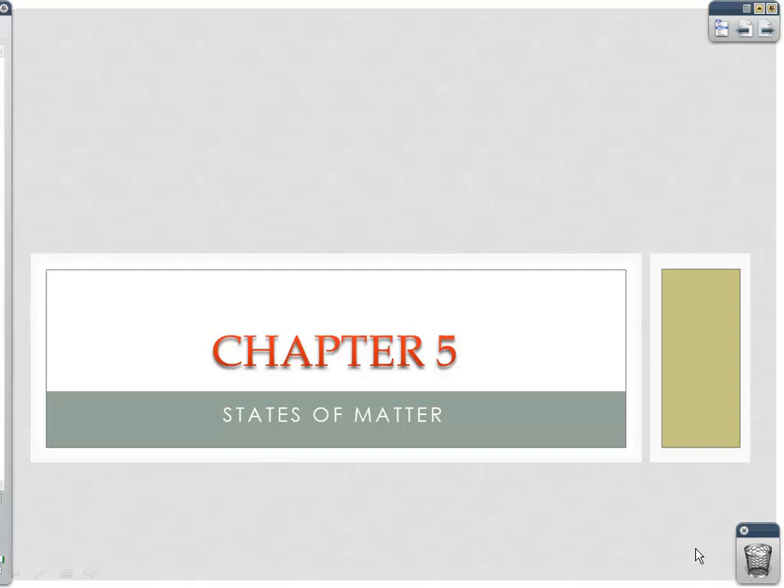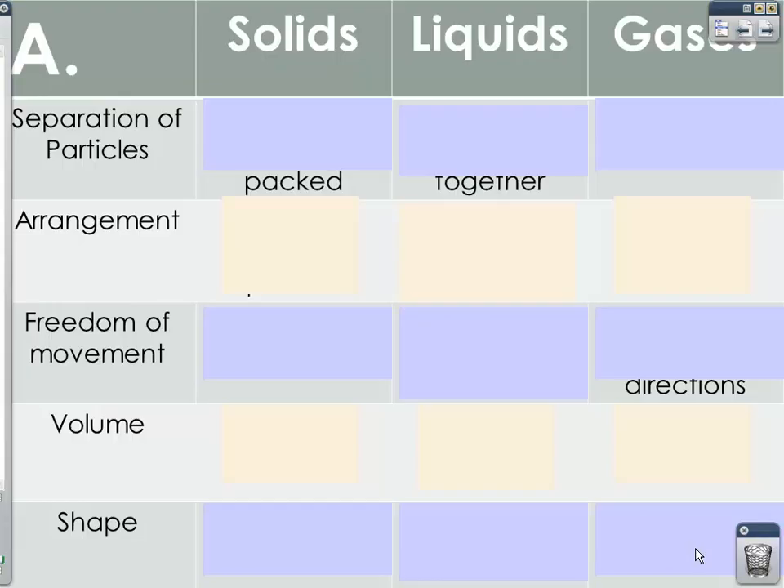Alright, Chapter 5, States of Matter. So this goes through the different phases of matter: liquid, gas, and solid. Section 1 is an overview, and then Section 2 is all about the gases. So Section 1, you talk about the three major phases.